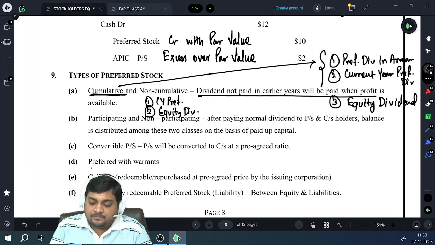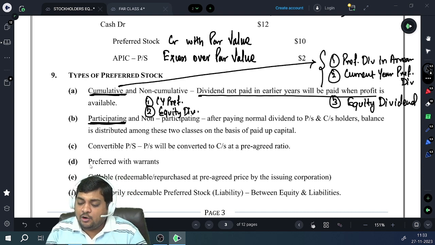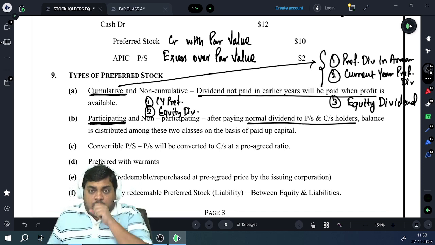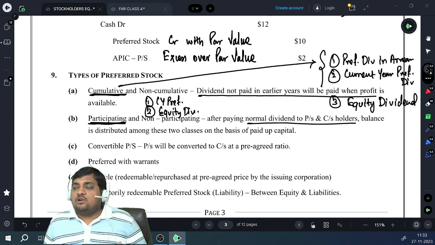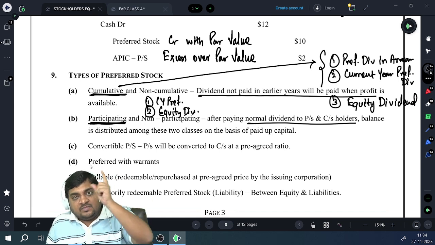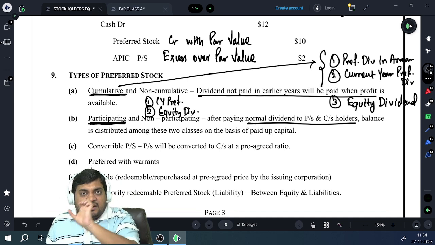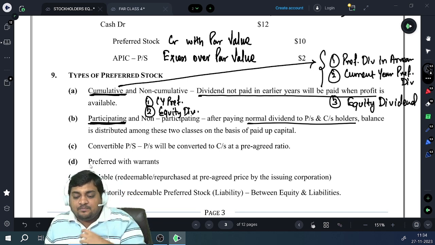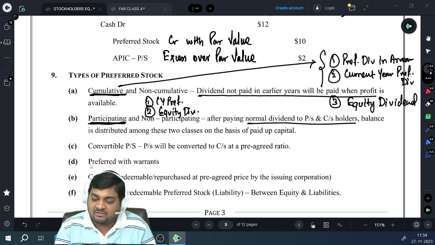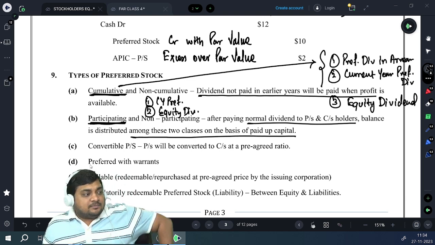What is participating? Participating means after paying the normal dividend to the preferred stockholder and the common stockholder. Suppose my preferred stockholder's dividend rate is 8%. First I will pay them 8%. Similarly, 8% will be paid to the common stockholder. After paying the normal rate of dividend to preferred and common stockholders, whatever is left will be distributed among these two classes on the basis of paid up capital. We have an example, we will do it.